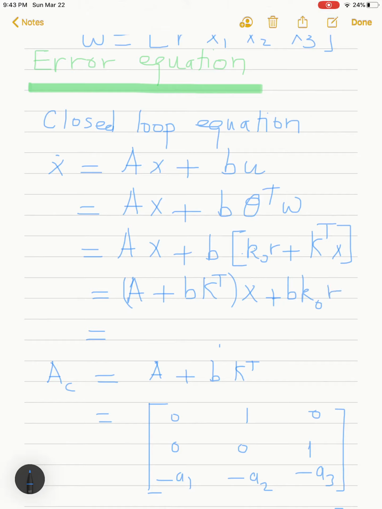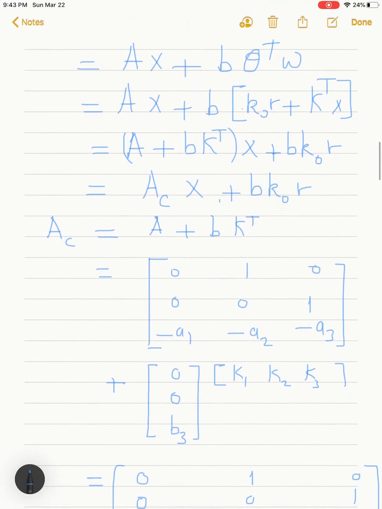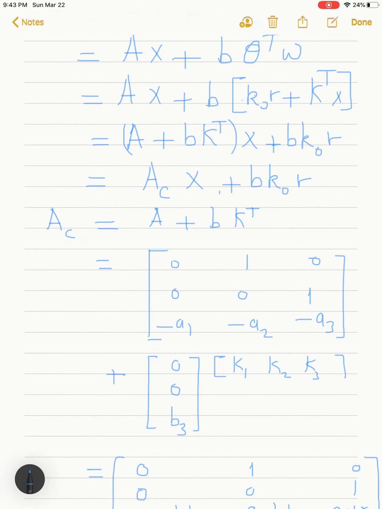I'm going to call A plus B k transpose A subscript c, c for closed loop, x plus B k naught r. So this is the closed loop equation of the model, and the matrix A plus B k transpose will have eigenvalues that would correspond to the closed loop poles of the system.